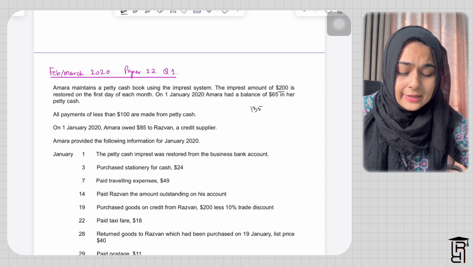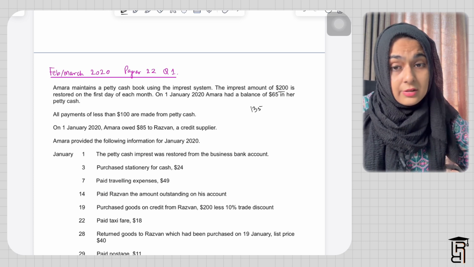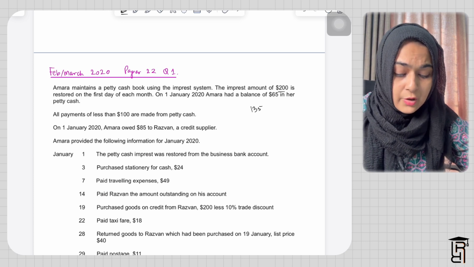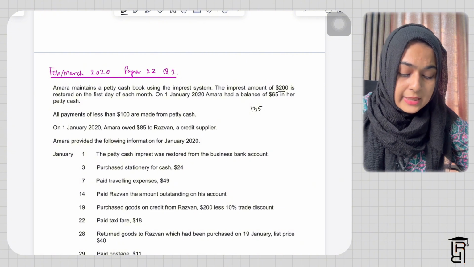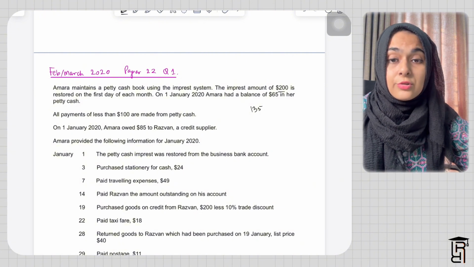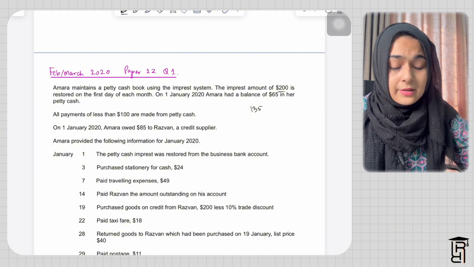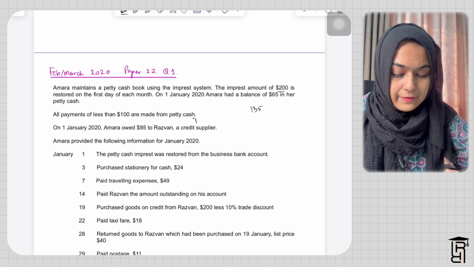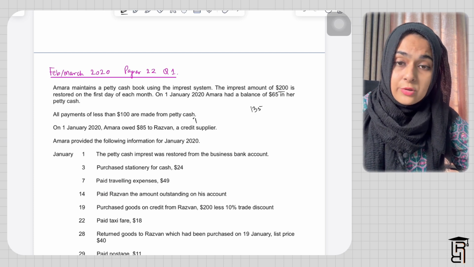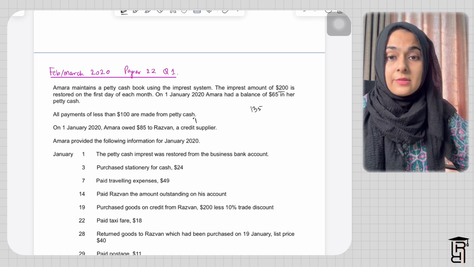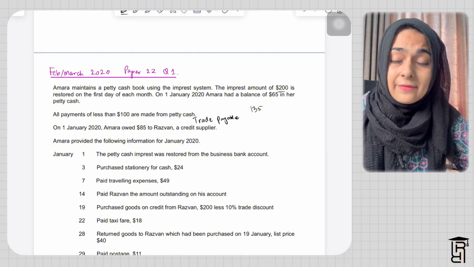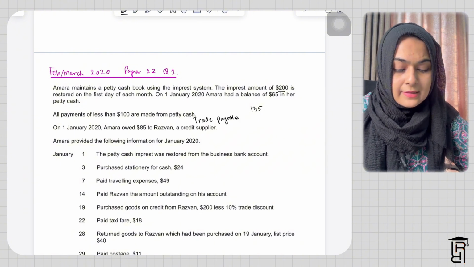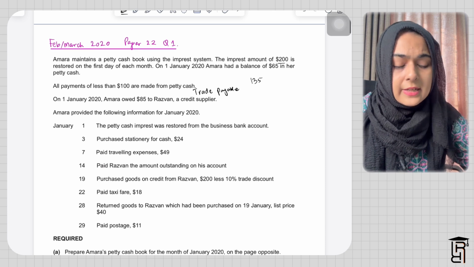But what they're saying here is all payments of less than $100 are made from petty cash. On 1st January 2020, Amara owed $85 to Razvan, a credit supplier. So this person is your trade payable, and on the first day of the month, that is 1st January 2020, Amara owes Razvan $85. So that means Amara has to pay Razvan $85.